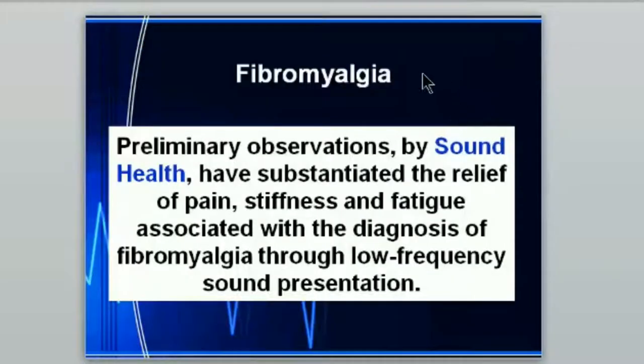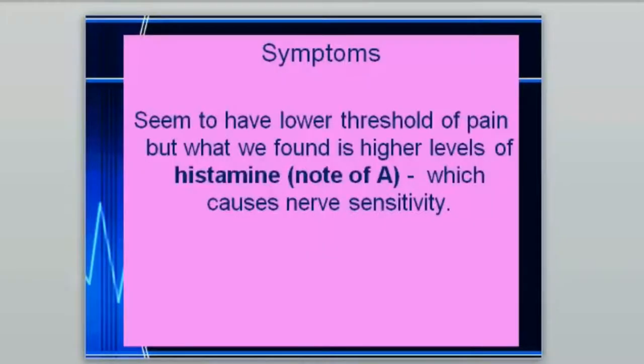Some of the things that we have done with fibromyalgia, looking at a lot of different people, we found they have a low threshold of pain, and they have higher levels of histamine. Now, remember, I showed you the pastel folder. In there is a green paper. It tells you that if somebody has high histamine, you might want to use methionine with them first, because that ameliorates the very high histamine.